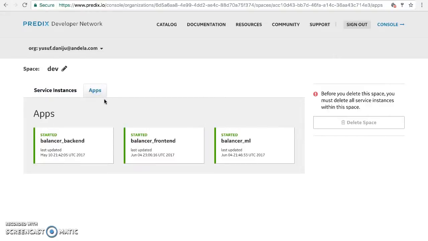And then we also created three apps mainly, of which two are the functional ones. The Balancer ML, which basically hosts our machine learning algorithm.